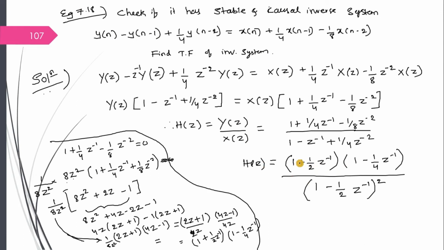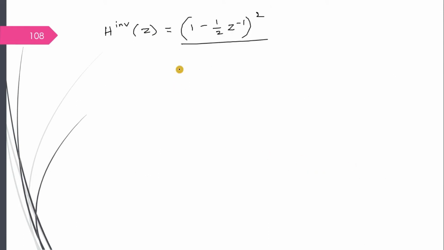I take the next slide. H inverse of Z is, so you get 1 minus 1 by 2 Z raised to minus 1 whole square in the numerator. So in the denominator what we get? So this one, 1 plus 1 by 2 Z inverse, 1 minus 1 by 4 Z inverse. These are the H inverse components.